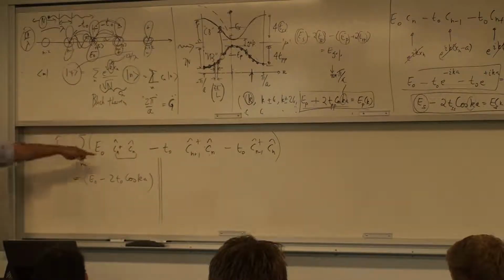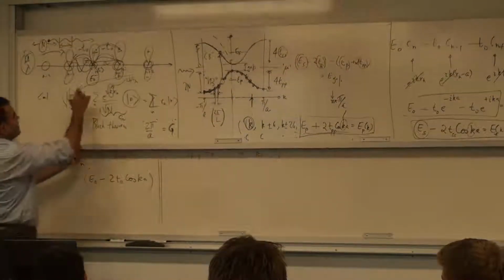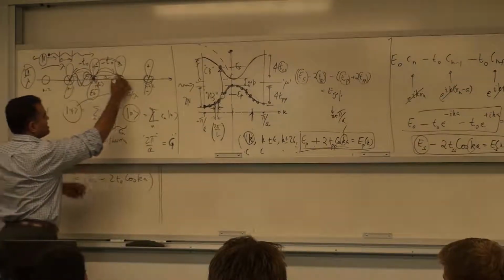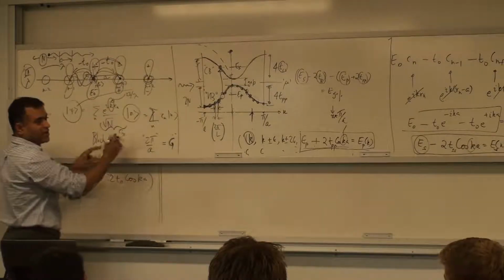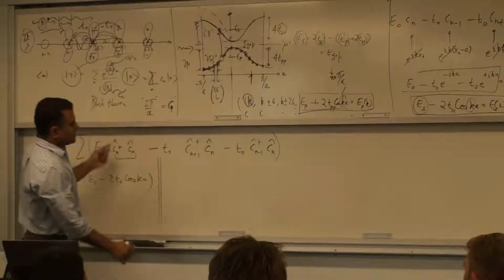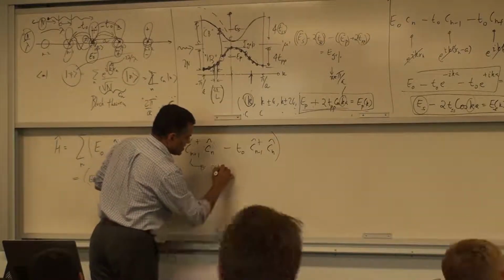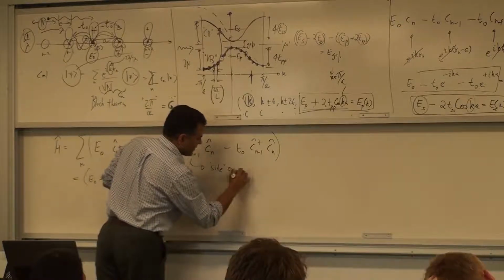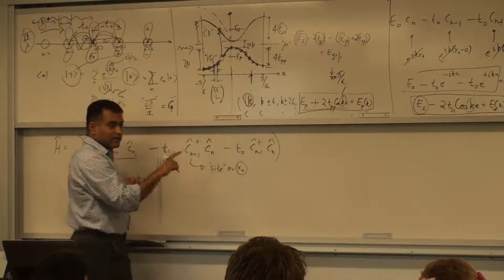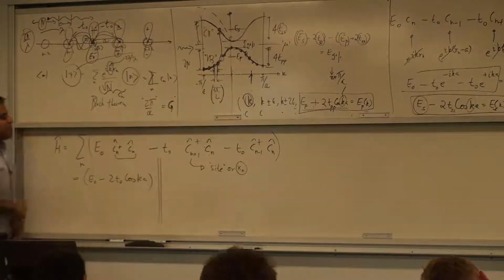So these creation annihilation operators are defined in what you call the site basis. It depends on which site you are, n plus 1. So the basis of these creation annihilation operators are spatial sites, or xn, right? It's defined for xn. So those are the orbitals, physically.